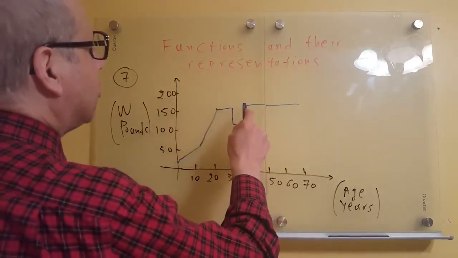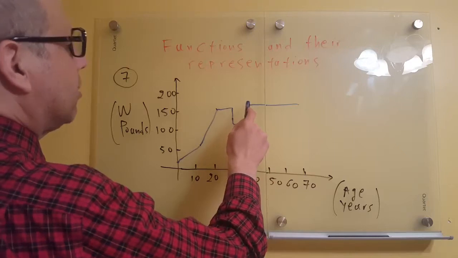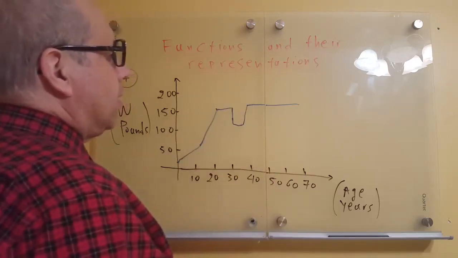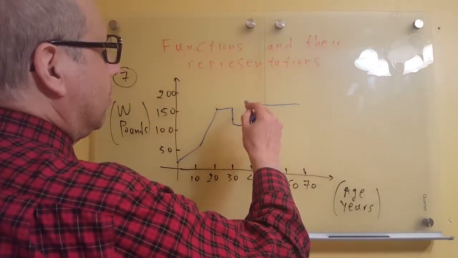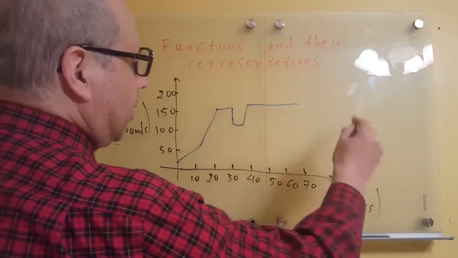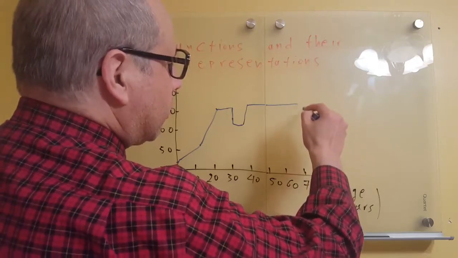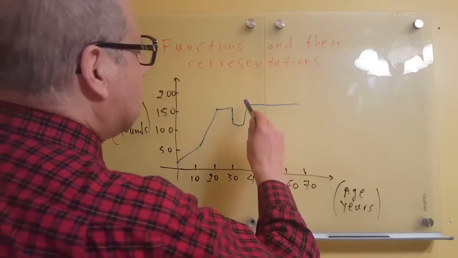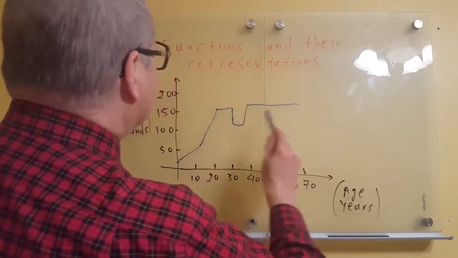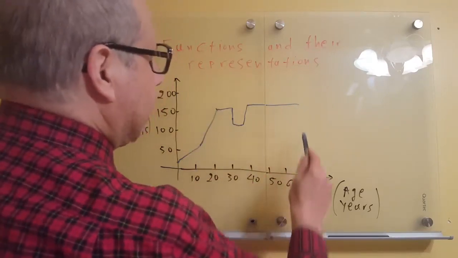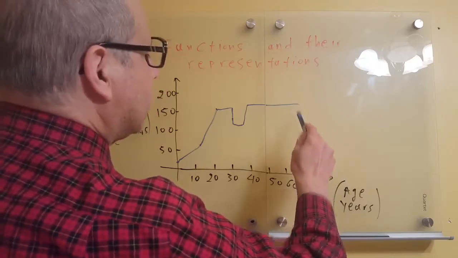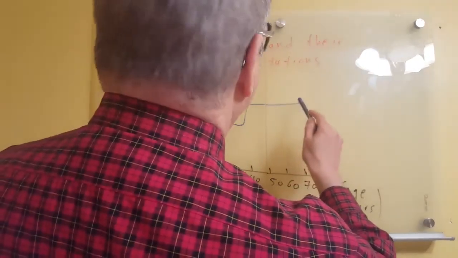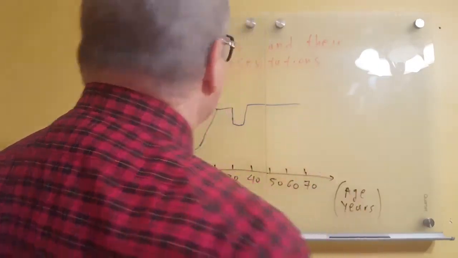and it went to approximately, let's say, 180 pounds, and from 40 until the 70th year of this person, it continued to grow just a little bit, and by the age of 70, the weight was approximately, let's say, 190 pounds.